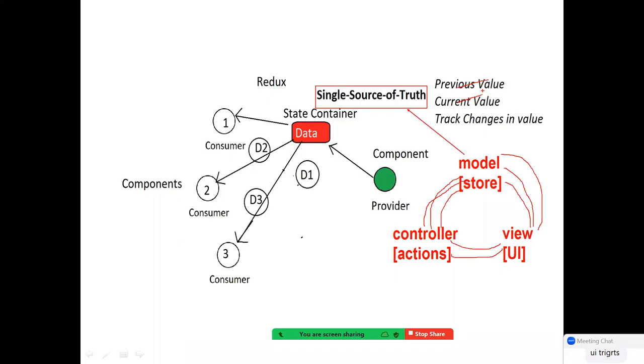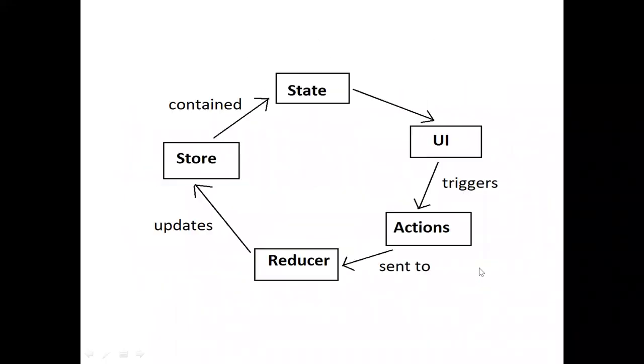And that is the reason this store is referred to as the model, the actions are referred to as the controller, and the user interface is defined as the view. This is actually following a framework called MVC, Model View Controller. So this is a continuous cycle. Actually, this is how the cycle works.